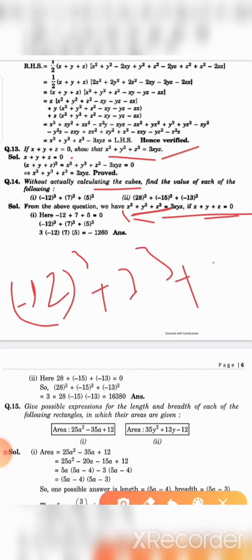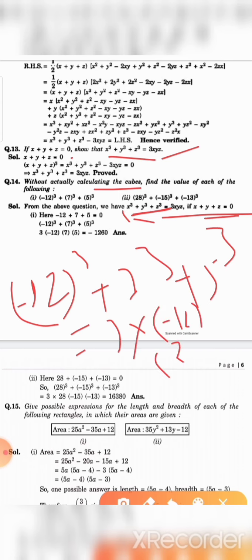So first we calculate. In the first question the cube sum is minus 12 cube plus 7 cube plus 5 cube. By this identity, first we add the terms: minus 12 plus 7 plus 5 is equal to 0. So x plus y plus z is equal to 0. Then the value of minus 12 cube plus 7 cube plus 5 cube is given by 3 multiplied by minus 12 into 7 into 5, and multiplying the terms we get the answer minus 1260.